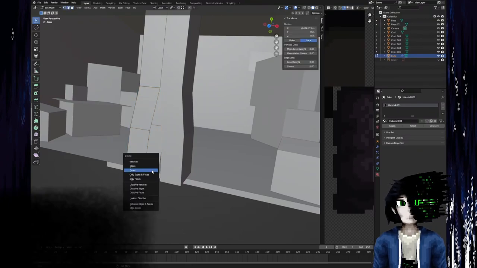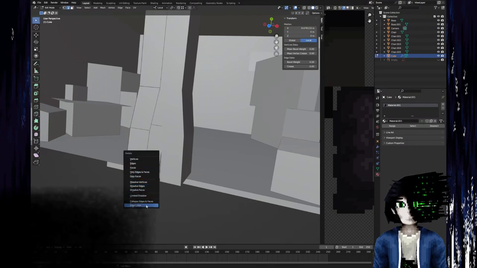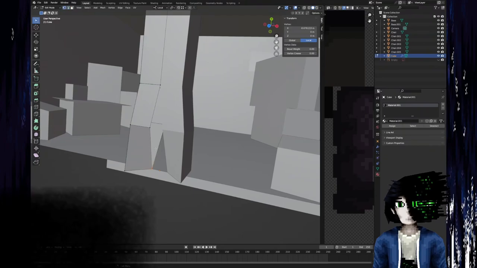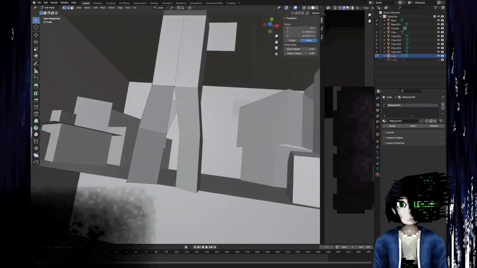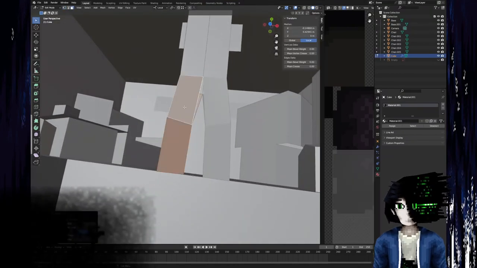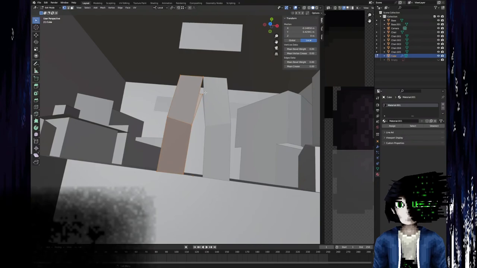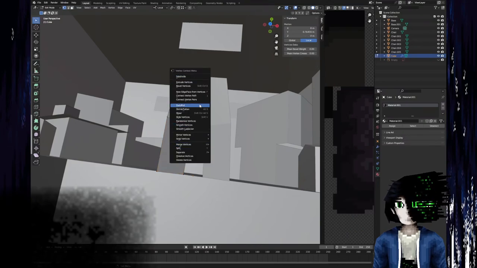So let's collapse this edge. Where are you? There it is, collapse. And then merge these together. Center. I'm just going to hide the body temporarily so I can work on these.